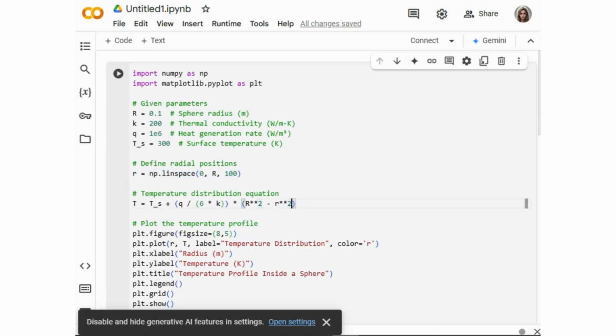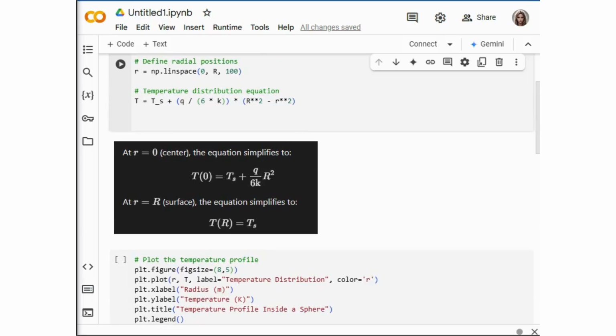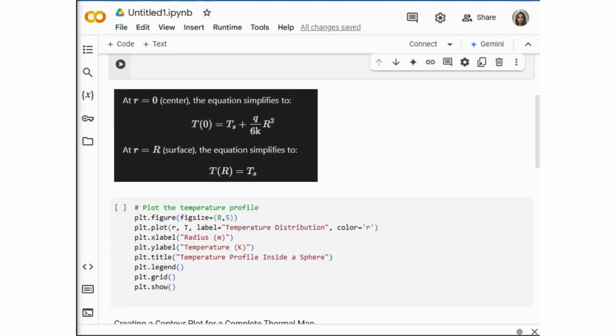Then we have the temperature distribution equation, as we have already seen. Ts is the surface temperature, 300 K. R squared minus r squared describes how temperature changes radially. Then q by 6k scales the heat generation effect. So here it is mentioned that at r equals 0, in the center, the equation is this, and at r equals R, the surface, the equation will simplify to this. This confirms that the maximum temperature is at the center and the temperature drops towards the surface.